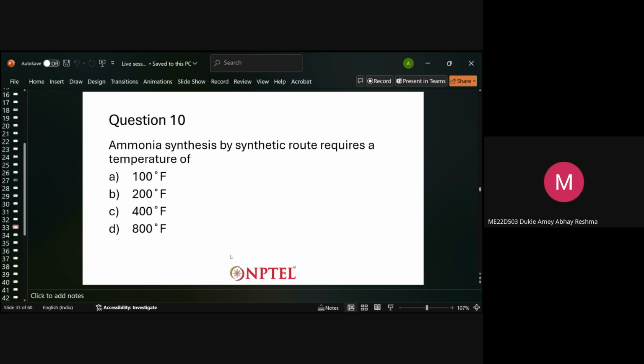And the 10th question: ammonia synthesis by synthetic route requires a temperature of 100-degree Fahrenheit, 200-degree Fahrenheit, 400-degree Fahrenheit, 800-degree Fahrenheit. The answer is 800-degree Fahrenheit.